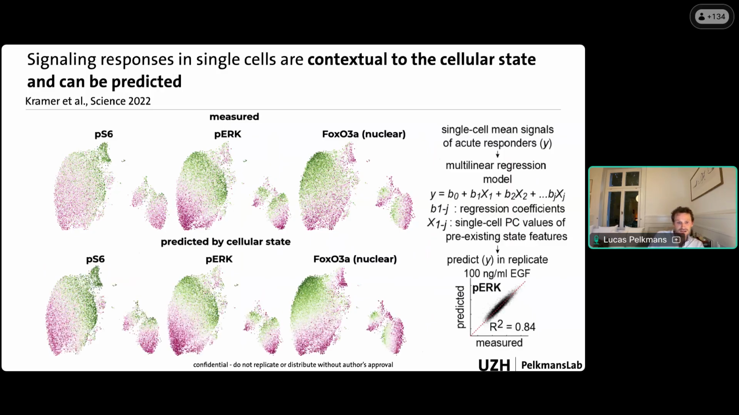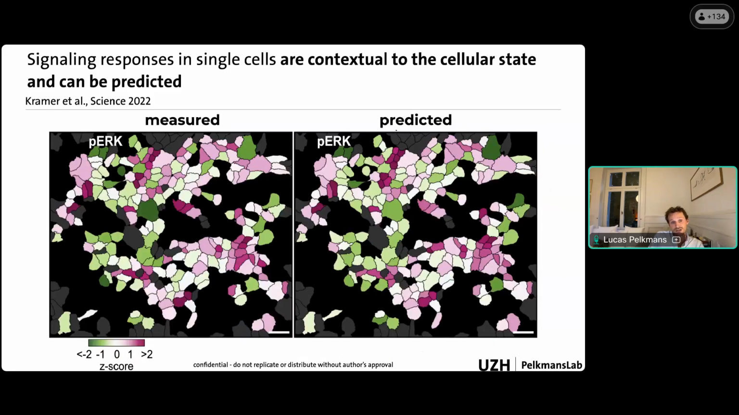And when you project these predicted values on top of the state space and compare it to the measured values, you see that it is very similar. And if you do a side-by-side projection between measured and predicted levels of phosphorylated ERK, you're almost not able to distinguish these two. So we get a very accurate prediction of signaling nodes. And even though the activity of signaling nodes is highly heterogeneous, we can basically show that this is really driven by the cellular state an individual cell is in. So that's a contextual way, right? It's a contextual information processing by these signaling nodes.